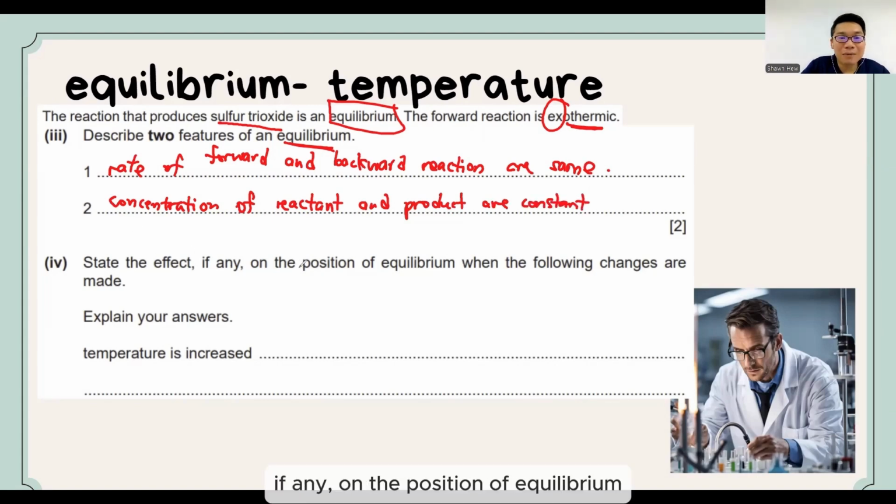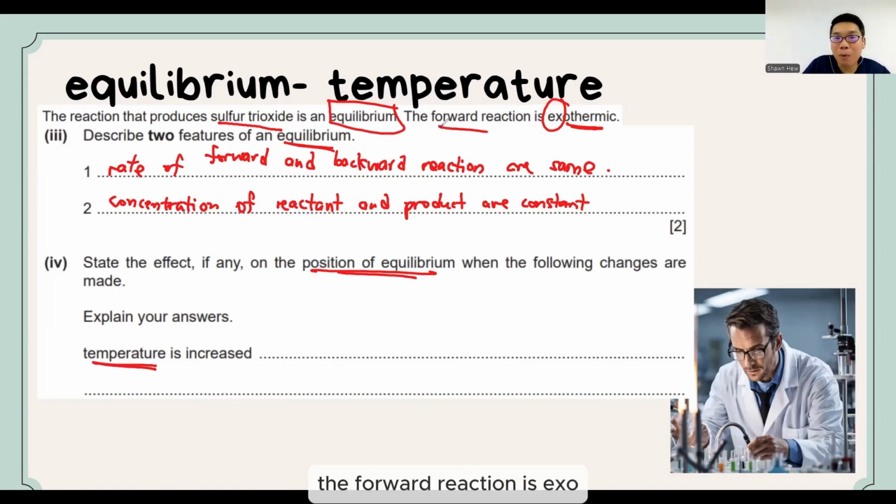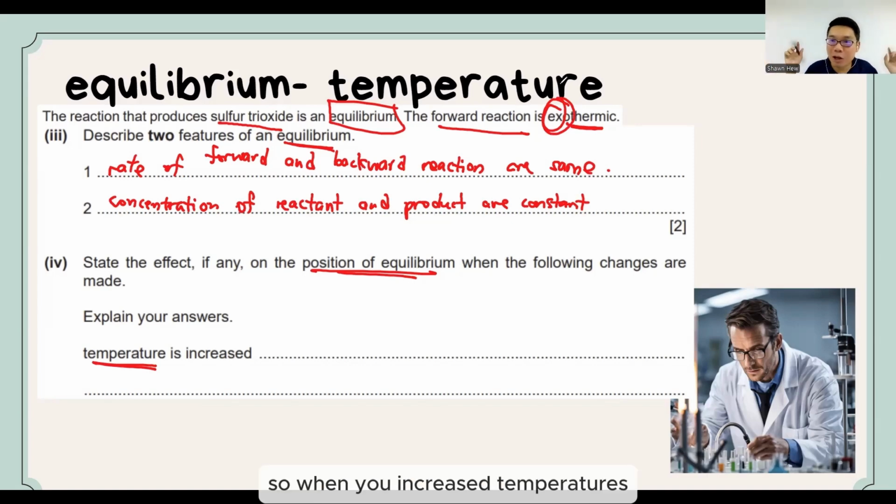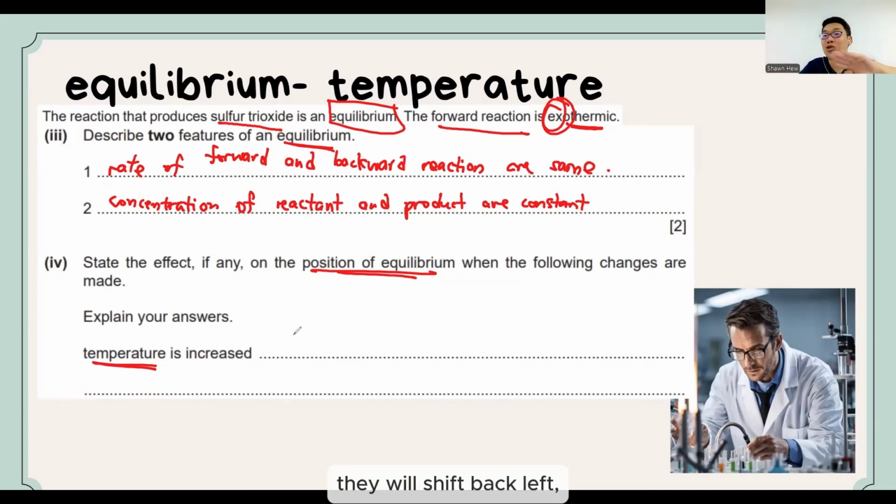Next, state the effect, if any, on the position of equilibrium when the following changes. The forward reaction is exo. Exo releases heat. So when you increase temperature, they are not happy, they will shift back left.